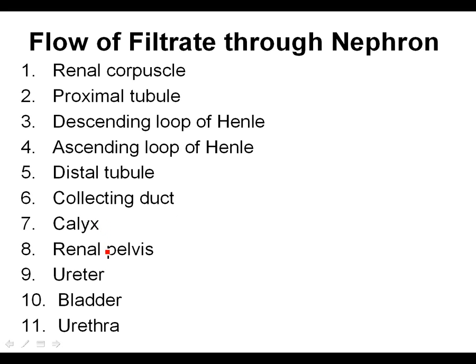The collecting duct empties it into the calyx of the kidneys. The calyx of the kidneys empties it into the renal pelvis, the big open area in the kidneys. And from there, it goes into the ureter, which brings it down to the bladder and stores it till it's ready to be released from the urethra. You do need to know this path of the waste products, the path of the urine.